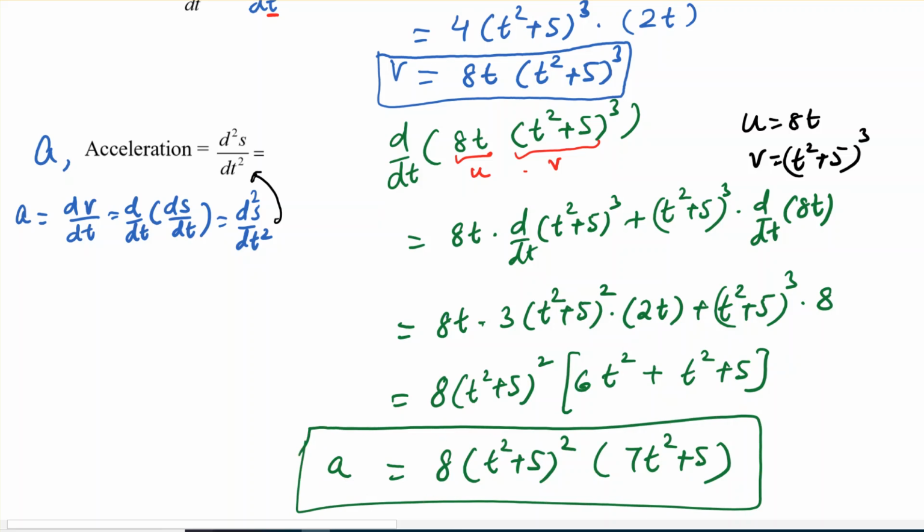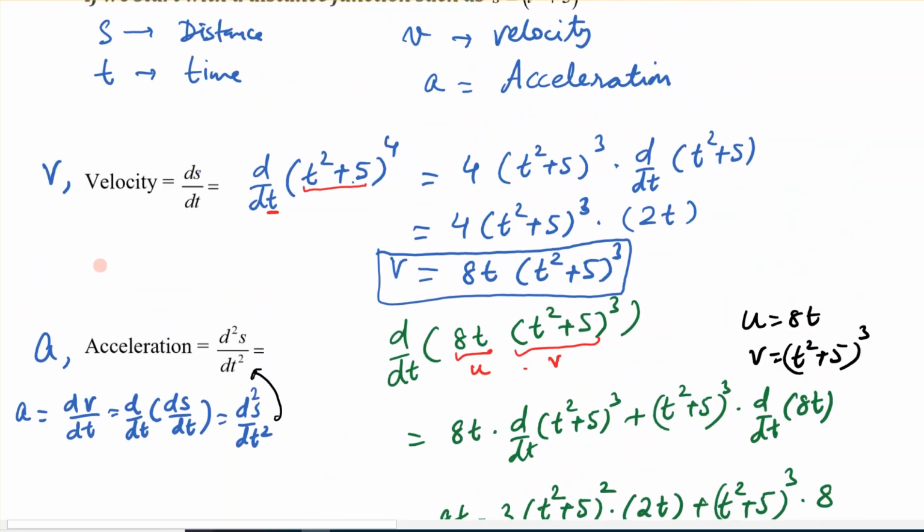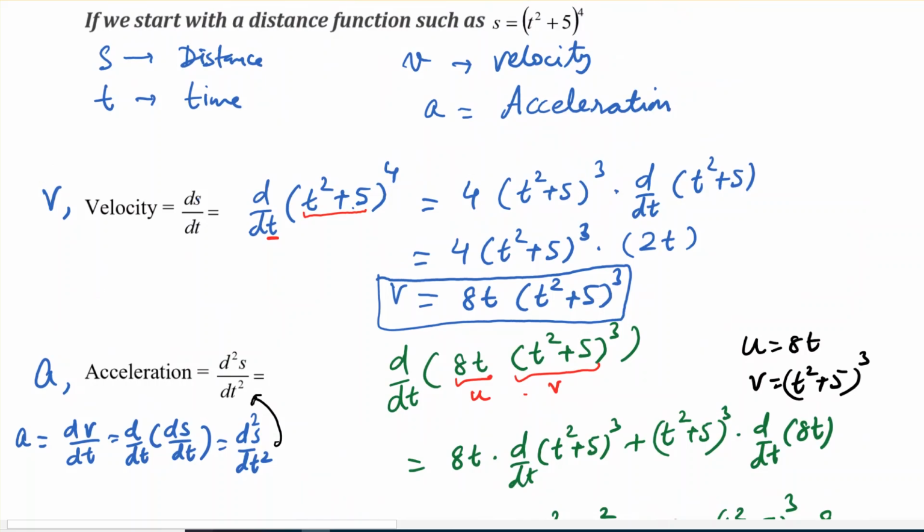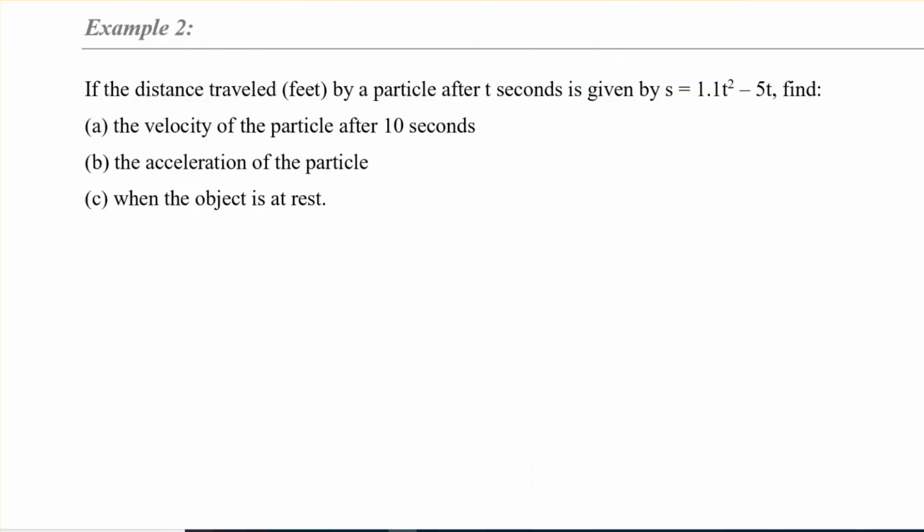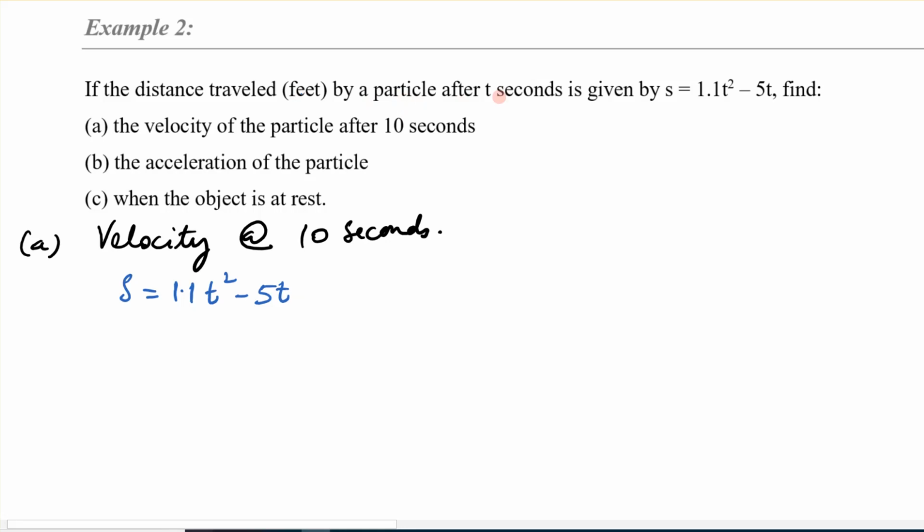Thus, if you are given the distance function, you can find the velocity and acceleration. Velocity is the first derivative of the distance function. Acceleration is the second derivative of the distance function. Since now we know how to find velocity and acceleration, let's take a look at this example. Take a moment to pause this video and read the example first. Say a particle is moving with a distance function, this one, 1.1 t square minus 5t. We need to find the velocity after 10 seconds.